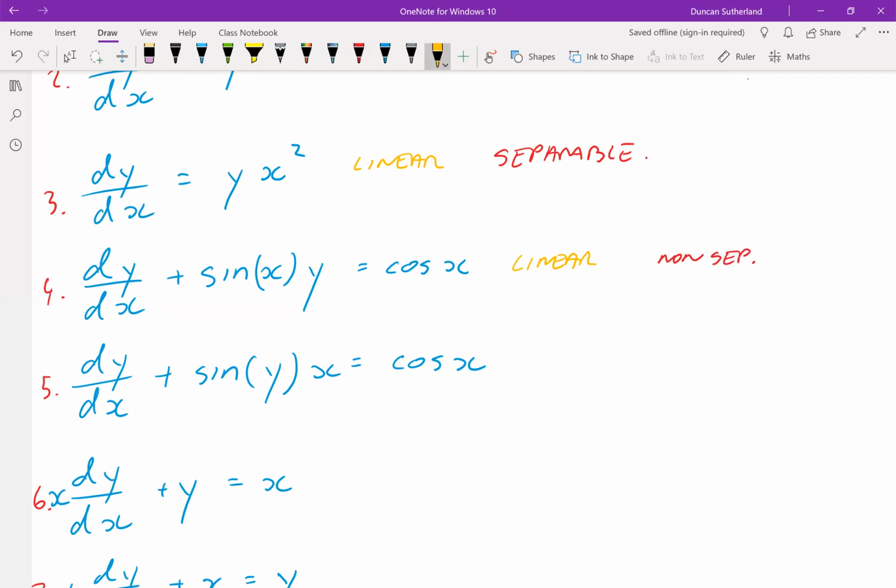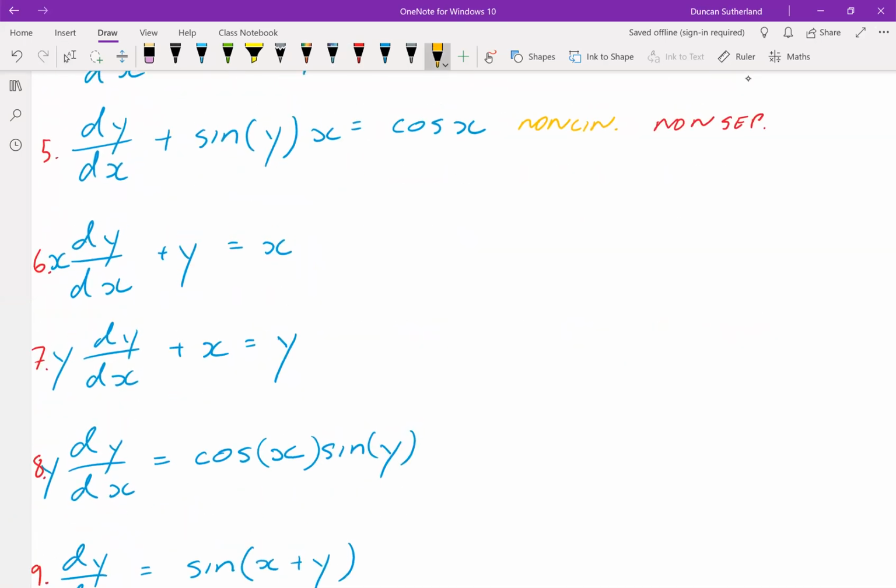Just for completeness, number 5 looks very similar to the previous example, except we've now got sine of y x instead of sine x times y. This makes the equation nonlinear. And if we put this over there, there's no way we can disentangle the y's and x's. So this is neither linear nor separable. So that's a bit of a bummer.